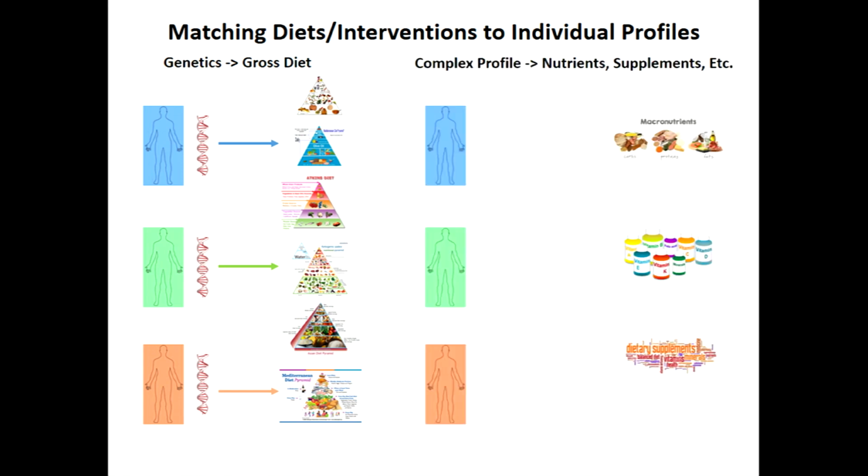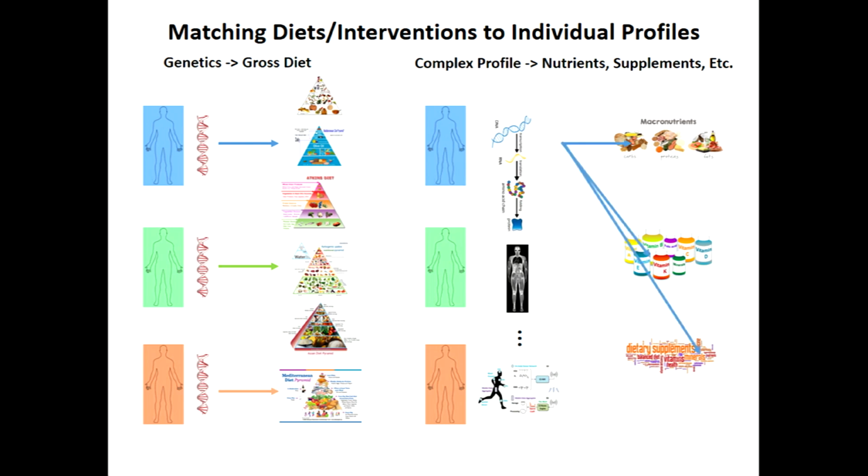Now we're moving a little bit beyond that, and instead of just using genomics, using a whole battery of omics profiling to see what kind of perturbations might be present in any one individual's profile, and on that basis decide what their diet might be. Now, the important thing here is there's got to be some kind of strategy for matching the profiles to the nutritional interventions.